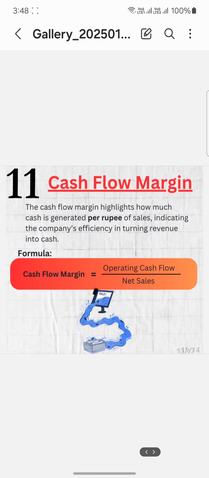The next ratio is the cash flow margin. The cash flow margin highlights how much cash is generated per rupee of sales, indicating the company's efficiency in turning revenues into cash. The formula for calculating cash flow margin is operating cash flow divided by net sales.